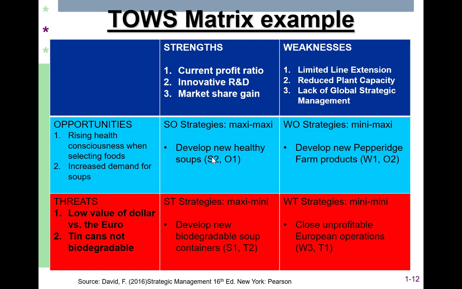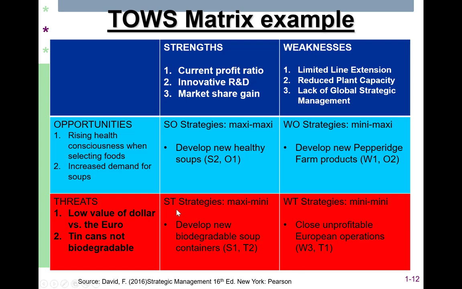You wouldn't do that in a level 1 current state analysis. Here we're going to level 2. Here we're looking at our weaknesses and our opportunities, WO. This is called a mini maxi. And we've looked at our weakness 1, limited line extension, and this opportunity, increased demand for soups. Develop new Pepperidge Farm products. So we want to overcome our weaknesses to take advantage of some external opportunities in this particular quadrant for the strategy.